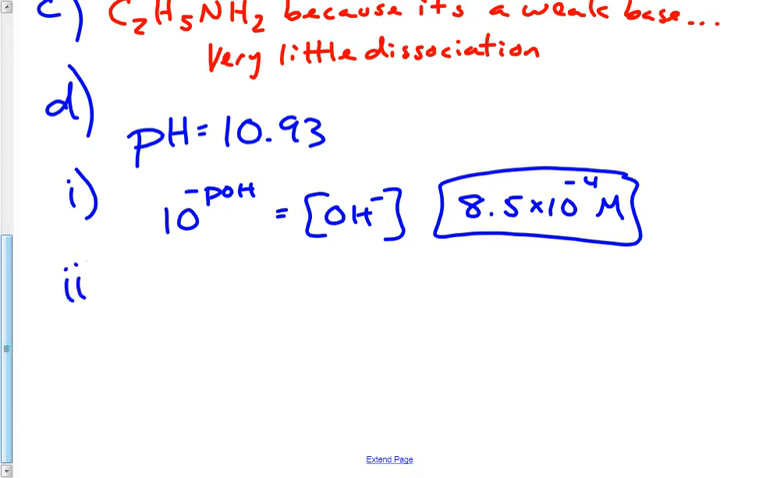All right, let's see what it is. Oh, not yet, sorry. Just an equation. Write the net ionic equation that represents the reaction that occurs when that solution is mixed with HCl. I don't want to show you at all.